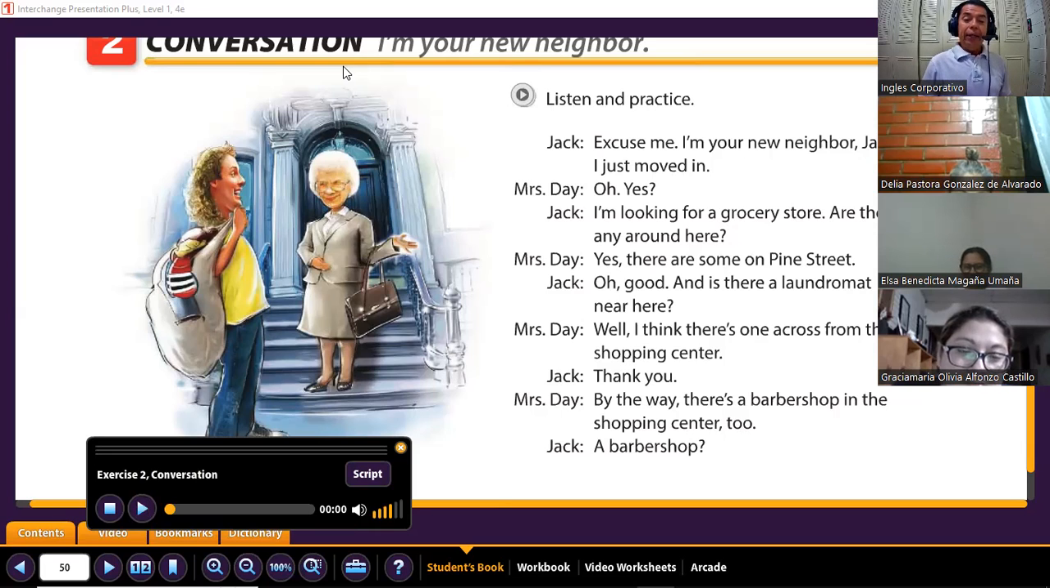A hidden message, mensaje oculto, right? There is a barber shop. Okay, do you know the difference between a dry cleaner and a laundromat?